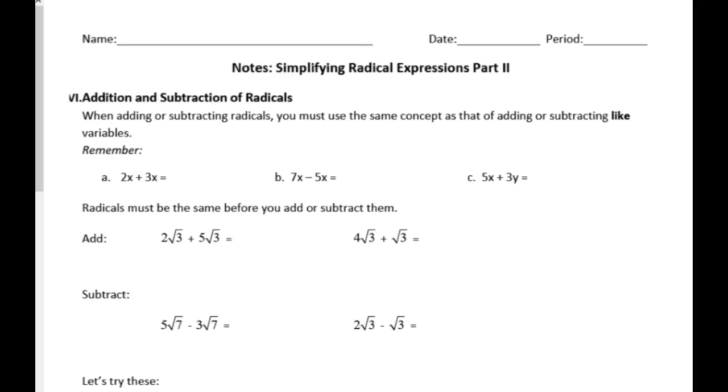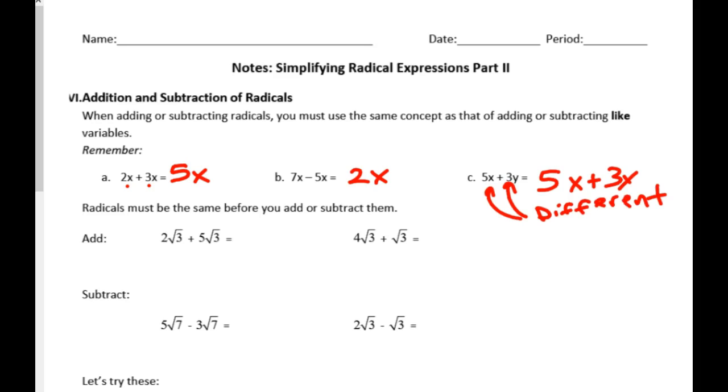Now, hopefully you remember, when we have x's and y's, variables, you can only add the like terms, right? So 2x and 3x gives you 5x. 7x minus 5x is 2x. But look at letter C. Can I add 5x and 3y? Different things. So when they're not the same, you just write them next to each other. Okay, these two are different.